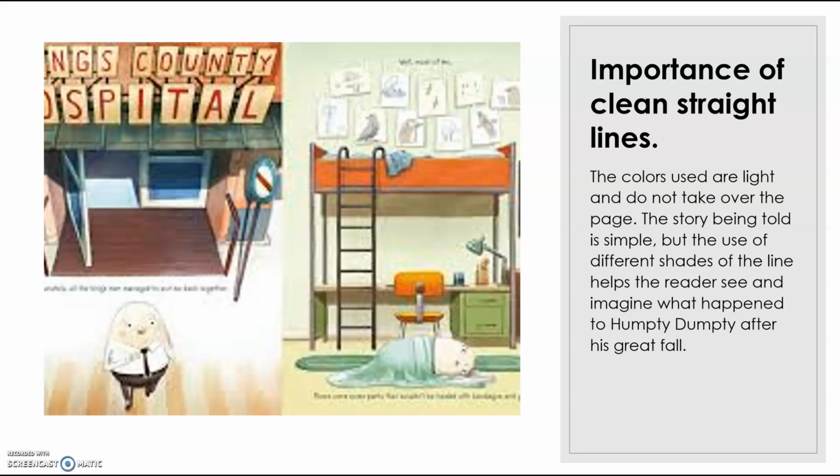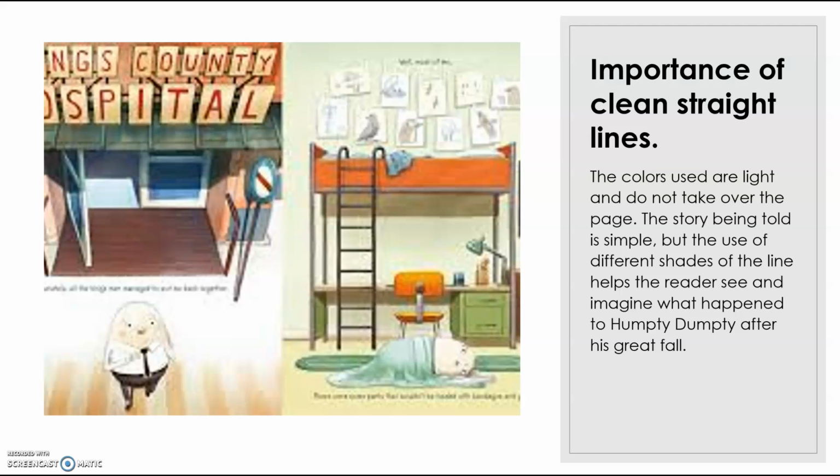My last one that I chose was Humpty Dumpty. And what happened to Humpty Dumpty after his great fall? In here, the author chose clean, straight lines. Right? The colors used are light and do not take over the page. It's kind of symbolic to the story which is being told. It's simple. But using the different shades of the lines helps the reader see and imagine what happened to Humpty Dumpty after his great fall.